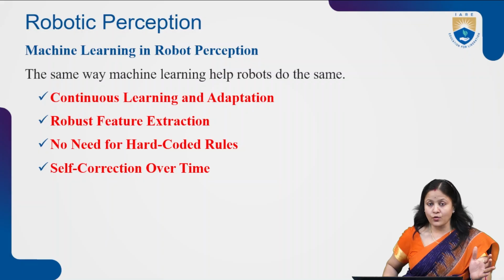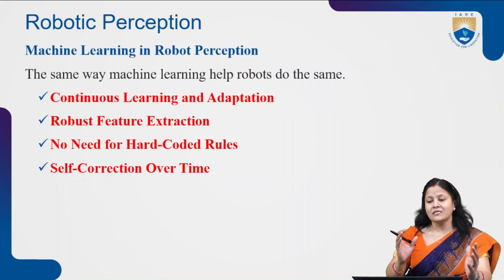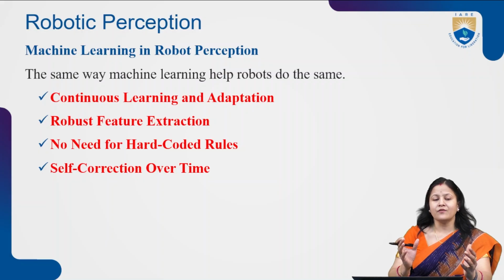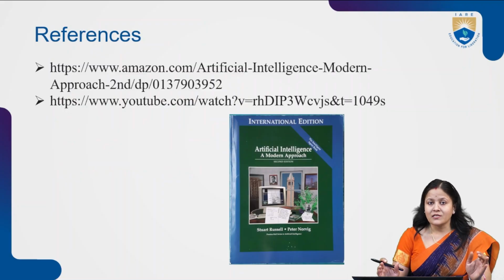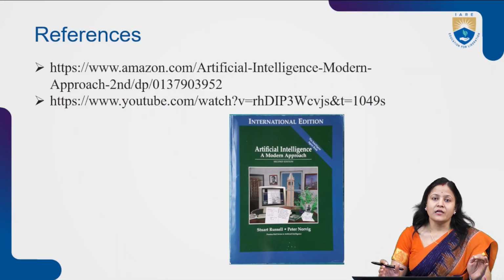Because of that, robotic perception becomes very easy for the robot. Even though the sensor receives some noisy data from the environment, it can make the correction by itself, adapt to the situation, and then continue the exploration. So this is all for this particular video. I hope you have understood.